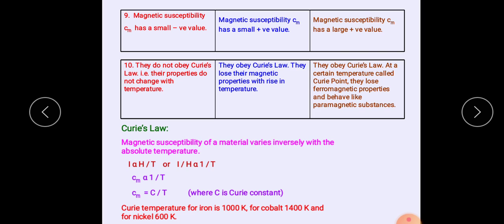Curie temperature for iron is 1000 Kelvin, for cobalt it is 1400 Kelvin, and for nickel it is 600 Kelvin. That means these ferromagnetic substances behave like paramagnetic substances respectively at 1000 Kelvin, 1400 Kelvin and 600 Kelvin. And if we plot I with respect to H upon T, the curve is like this.